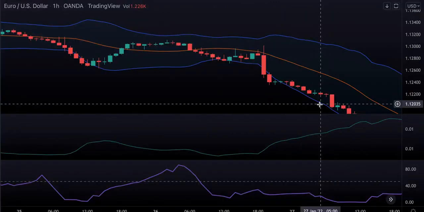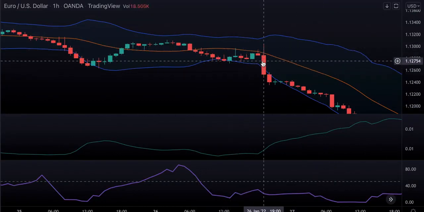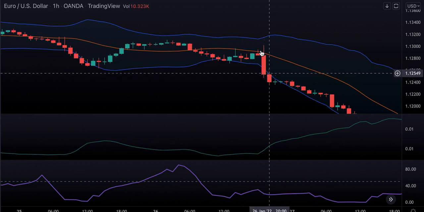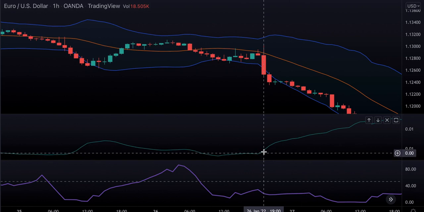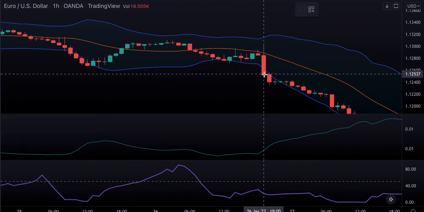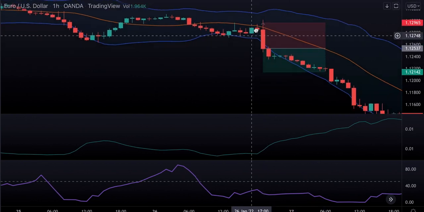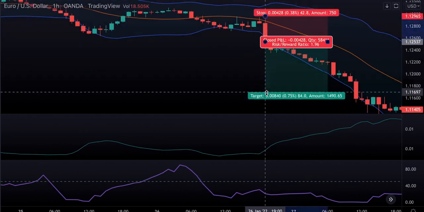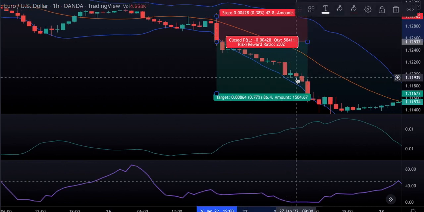The opposite rules apply when entering short trades. So we need to have a ranging market and then a strong bearish candlestick that would close below these Bollinger Bands. We also need to have this line increase in value, so pointing upwards, and our Money Flow Index below 50. So this is a valid signal for us to take a short position. We're going to set our stop loss at the recent swing high and target 2-to-1 risk to reward. As we can see, the price just hit our take profit level.